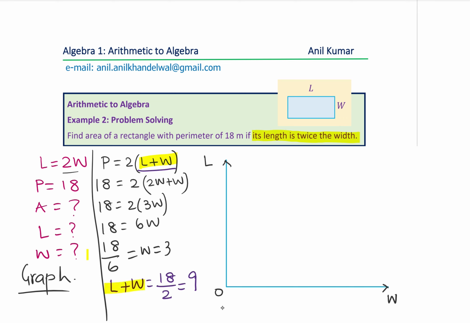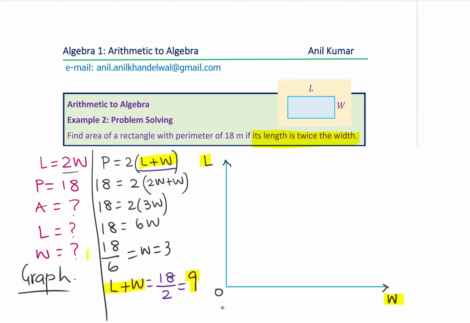Why did we relate length and width? Because we are relating length and width. That means from the given information, you have to relate both your variables. We don't know what the width is. We don't know what the length is. But what we know is their relation. Length is twice the width. So coming back to this, length is twice the width. That's a key. Okay, so we know length plus width is 9.